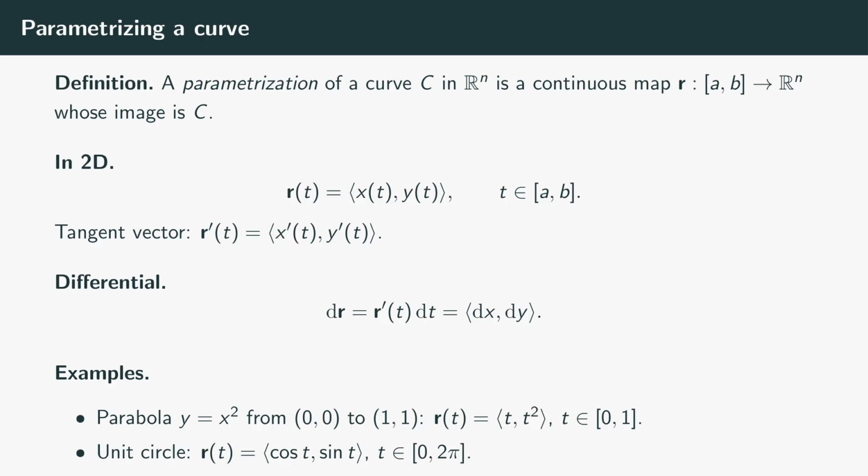Examples to keep in mind. The parabola y equals x squared from the origin to 1, 1, parametrizes naturally as x equals t, y equals t squared, with t in 0 to 1. The unit circle parametrizes as the vector cosine t, sine t, for t in 0 to 2 pi, traversed counterclockwise once. Pick a good parametrization and the computation writes itself.